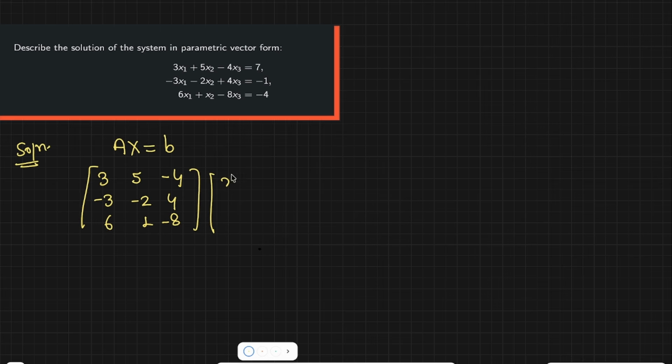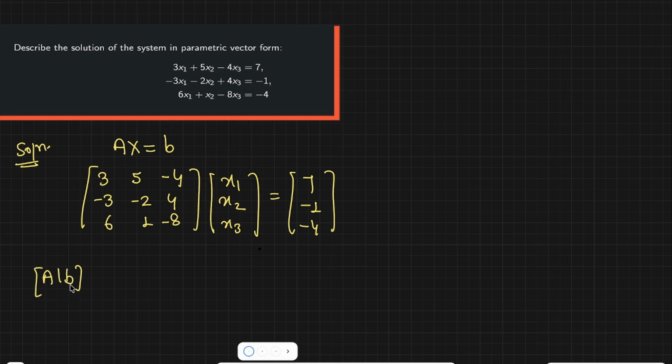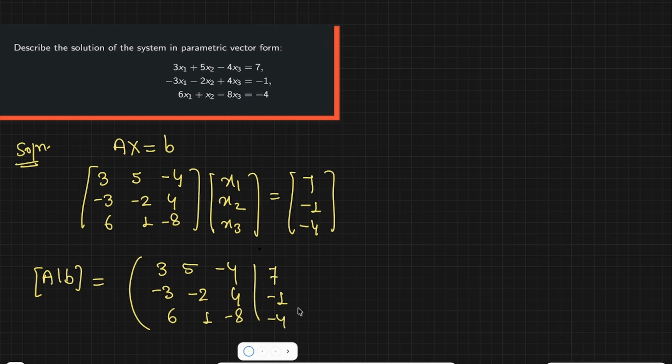Okay, and it is x1 x2 x3. Here it is 7 minus 4. Then simply write down the augmented matrix, that is nothing but 3 5 minus 4 7, minus 3 minus 2 4 minus 1, 6 1 minus 8. This is your augmented matrix. Now in your augmented matrix, you just find out the row echelon form.